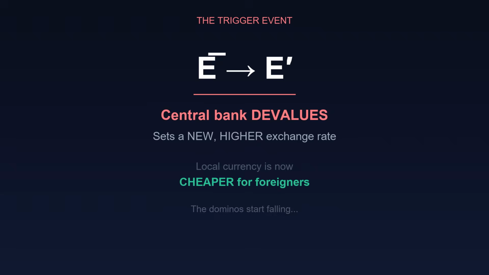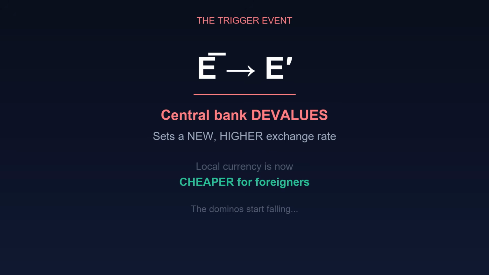Just waiting. But here comes the trigger event, the catalyst. Out of nowhere, the central bank initiates a planned, intentional devaluation. They step in and set a completely new, higher exchange rate. So we move from our original E up to a new level, let's call it E prime. And the very moment they set this new rate, boom, the gears of the economy start turning. The equilibrium is officially broken and our chain reaction begins.